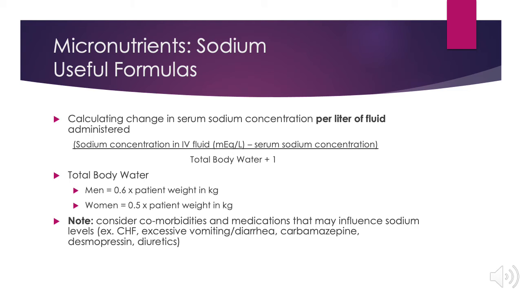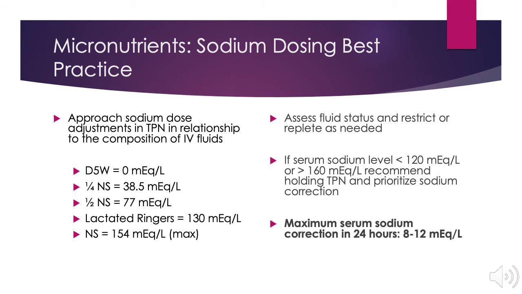It is important to keep in mind the comorbidities and medications that may influence serum sodium levels, and as the general rule of thumb, it is ideal to find the etiology causing the sodium abnormality and then target it to obtain normal serum sodium levels. It is best practice to approach sodium dose adjustments in TPN in relationship to the composition of IV fluids. In general, dose increases or decreases may be done following the content of sodium in IV fluids found to the left of this slide. The maximum sodium that you should give a patient in TPN would be normal saline equivalent or 154 MEQ per liter.